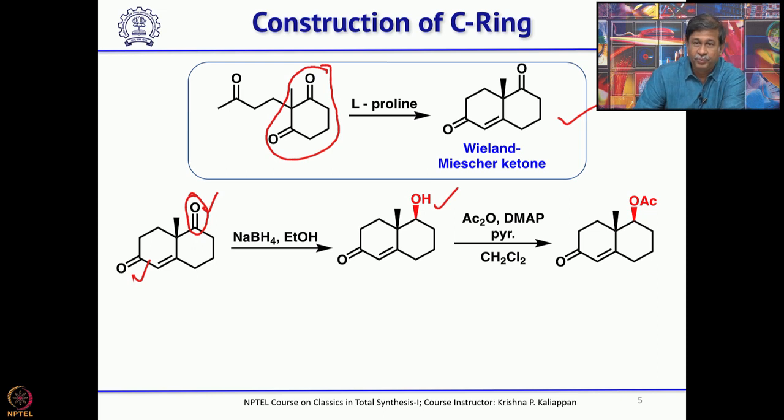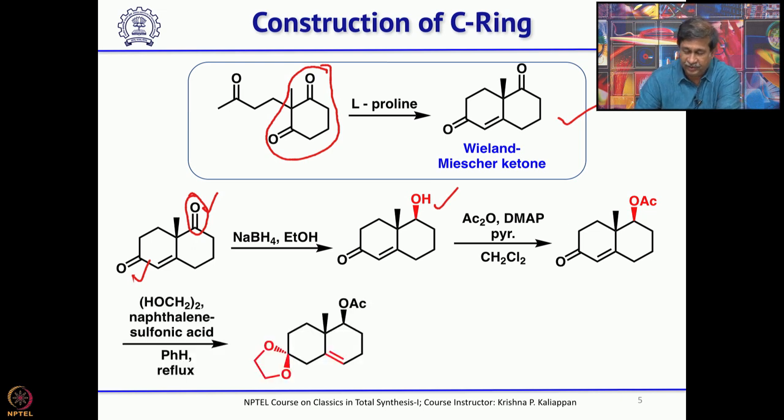Now when you protect the carbonyl group of the alpha,beta-unsaturated ketone under acidic condition, what happens? Invariably the double bond migrates to the other ring. This is well known in the literature. When you protect the ketone of an alpha,beta-unsaturated ketone, the double bond migrates to the other ring. Now as you know, for the C ring you need to functionalize these 2 carbon atoms, because that is where you have the oxetane ring. So the pushing of the double bond to the other ring actually helps.